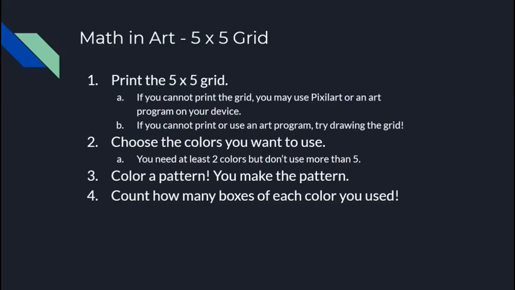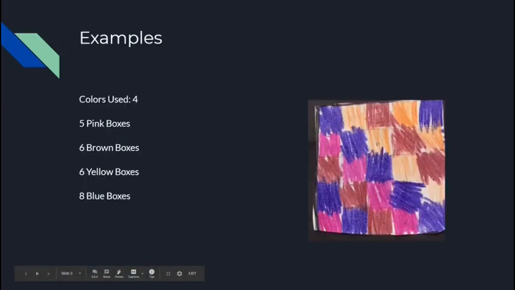Then you choose what colors you want to use. You need to use at least two colors, but don't go over 5 colors. Then you color a pattern. You make up that pattern. And then you count how many boxes you use. So let's look at some other student examples.